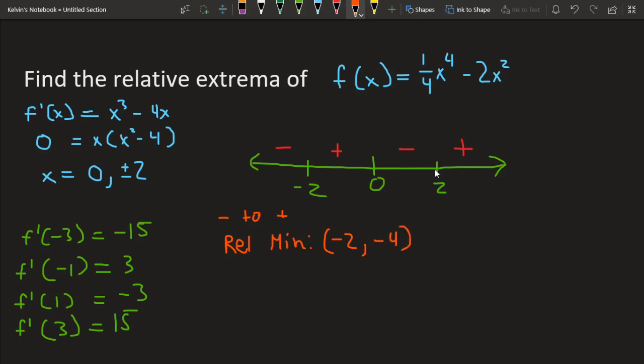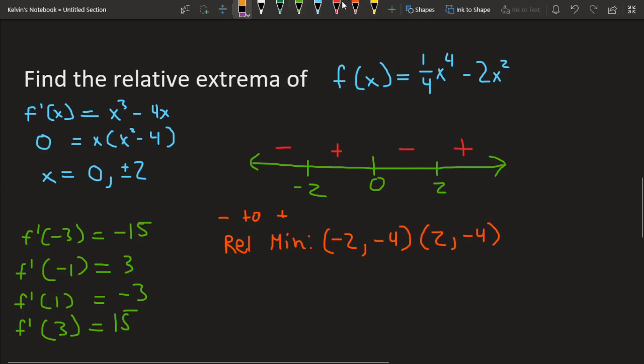And now what about at 2? Well, it'd be 2 comma, and then the relative minimum states that the y values are the lowest on a certain interval. So if this is the relative minimum and the y value is -4, then this must be the same y value, so also -4. And also, if you were unsure, you could have just plugged in f of 2 and found that it was equal to -4 as well.